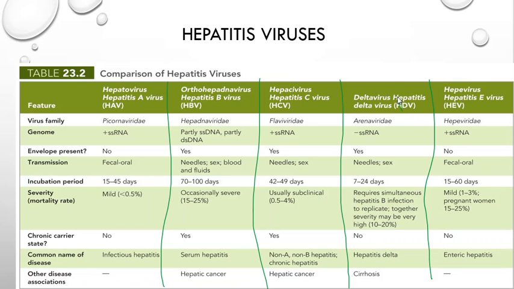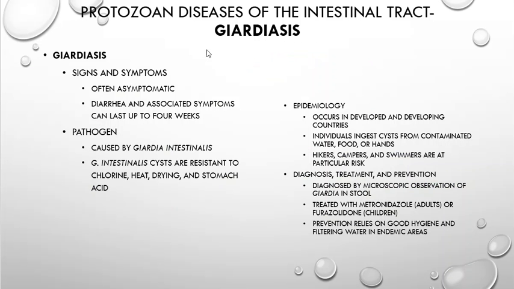Hepatitis D has to go with B. Hepatitis E is that acute form that's especially dangerous for expecting women. Giardiasis. Giardia is a protozoan that is just about in every freshwater in the United States. That crystal clear freshwater, you drink it, you may get this.